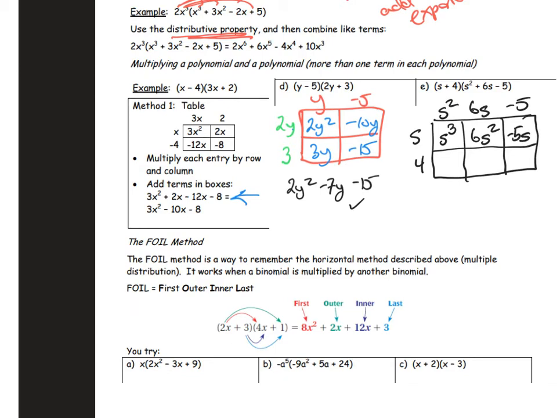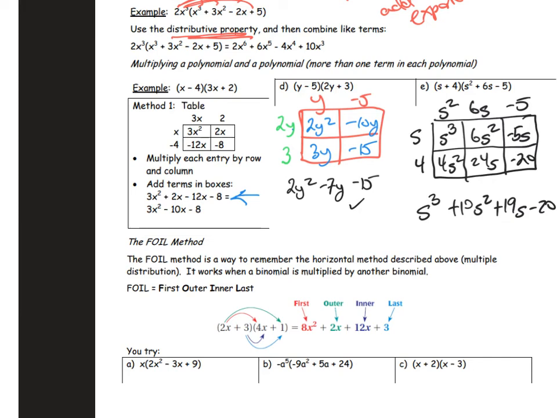And then do the same thing with the next one. 4 times s squared is 4s squared. 6 times 4 is 24 with 1s. 4 times -5 is -20. And now you're combining like terms. So I got an s cubed. 6 plus 4 is 10s squared. 24 minus 5 is a 19s, and then a -20 at the end.